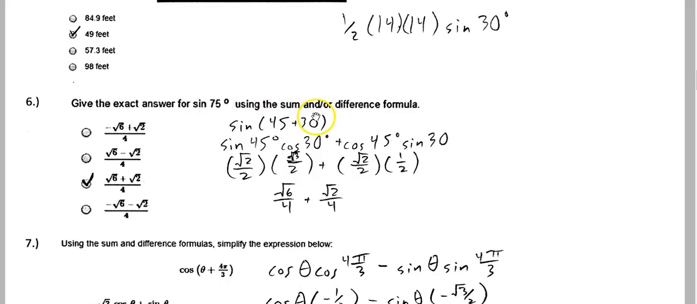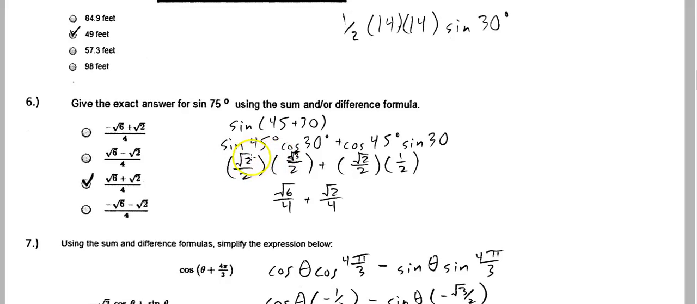It's not just sine of this and sine of this multiplied together. Make sure you use the reference sheet for this. So it's sine of the first angle, cosine of the second angle, plus cosine of the first angle, sine of the second angle. And then you evaluate each of those four trig functions separately. So sine of 45 degrees, cosine of 30 degrees, cosine of 45, and sine of 30.